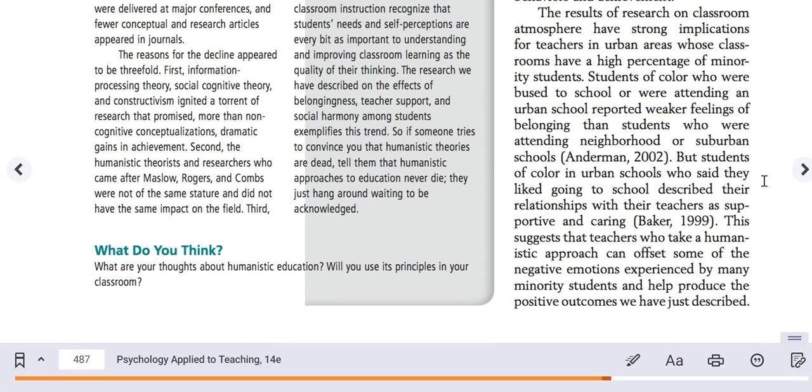The results of research on classroom atmosphere have strong implications for teachers in urban areas whose classrooms have a high percentage of minority students. Students of color who were bused to school or were attending an urban school reported weaker feelings of belonging. Students of color in urban schools who said they liked going to school described their relationship with their teachers as supportive and caring.